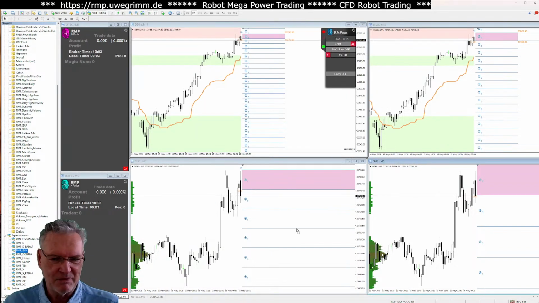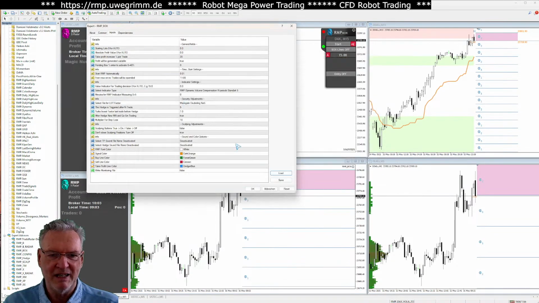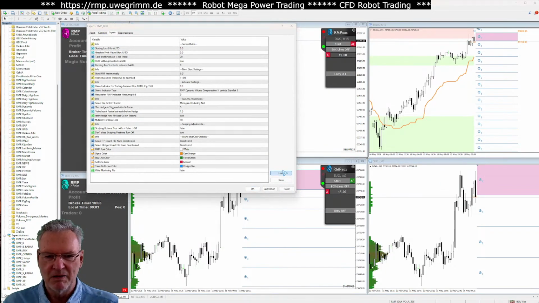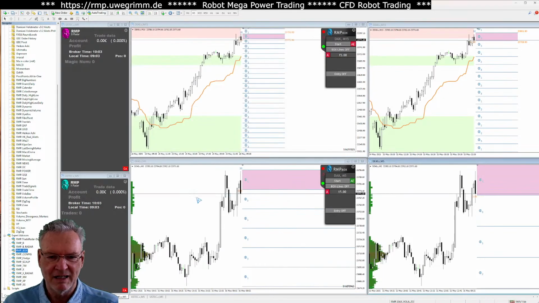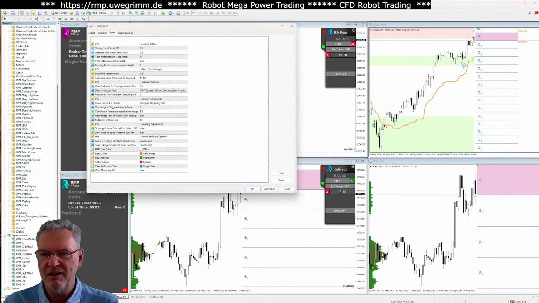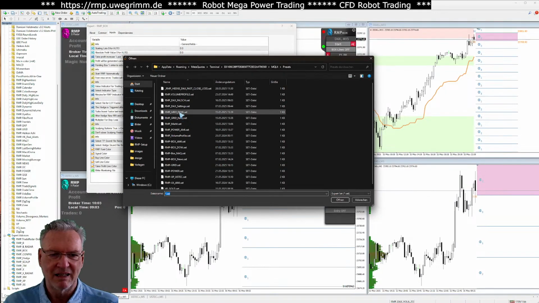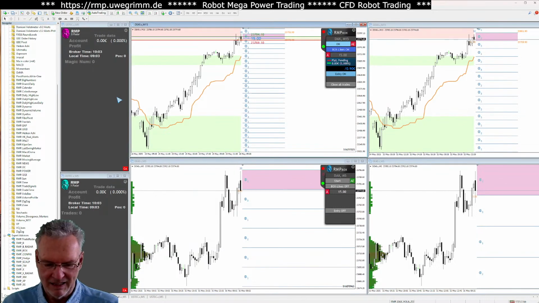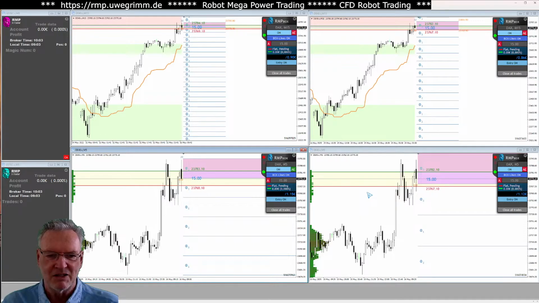So next one, load preset. Okay. Next one, load preset. Okay. And next one, load preset. Okay. And then we just start. Yeah. F11, start. So this is the quick start.